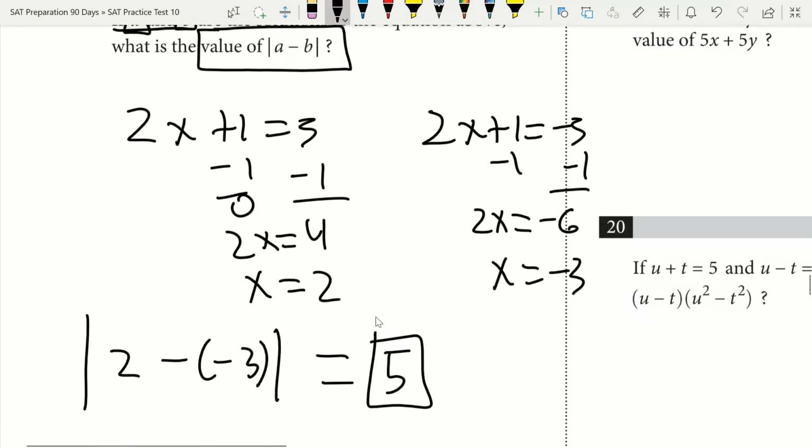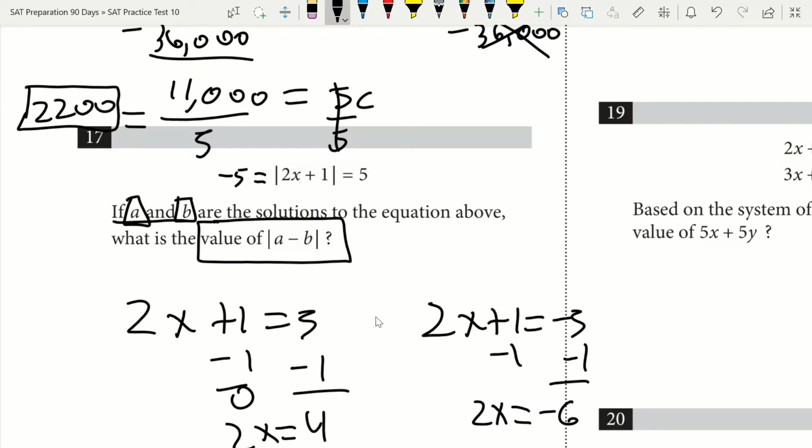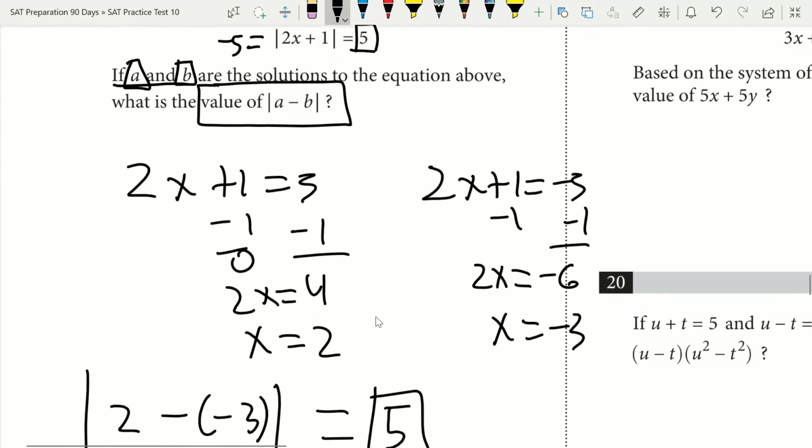Key things to understand here. When you've got an absolute value set like this, or an absolute value where you have a variable in the middle and you've got to solve for that variable, and there's two solutions like this, what you got to do is you got to set it equal to the number like it is here, and then also to the negative version of that number, which in this case would be negative 5. So those are the big things you need to understand for question 17 in order to get it right.